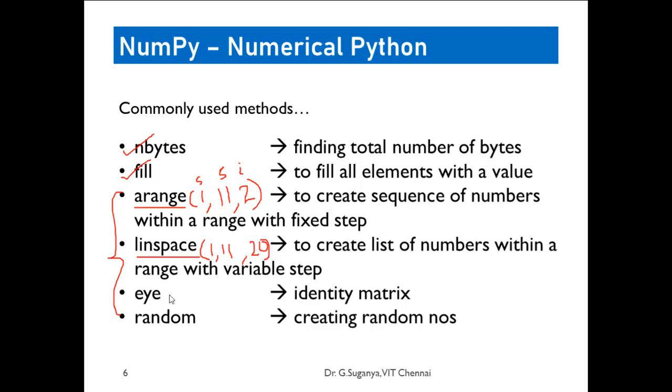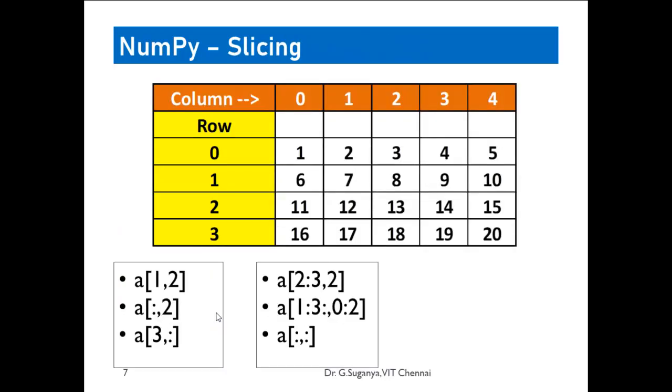Okay, then comes eye, which is used to create an identity matrix. The diagonal elements alone will become 1, and the rest will become 0. Python also has a special package called random to perform different sets of operations using random numbers. That package can be reused over here in NumPy alone, that is random. Okay, then coming to the next important operation called slicing.